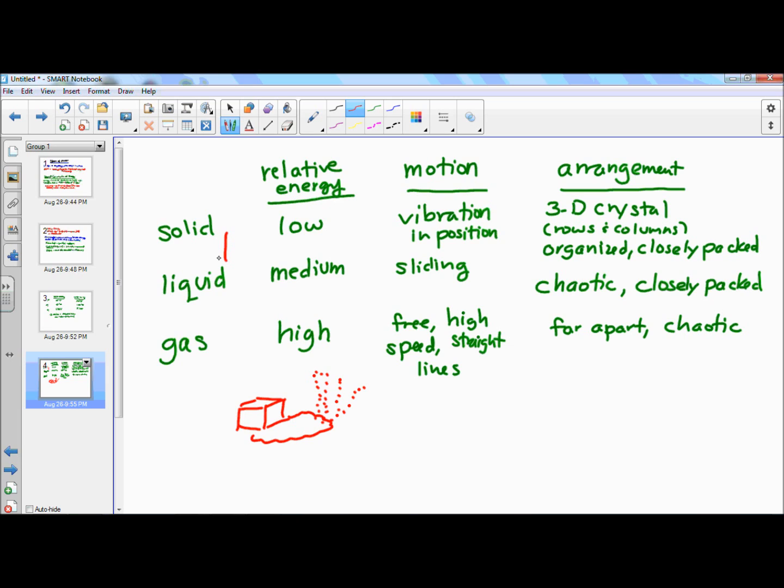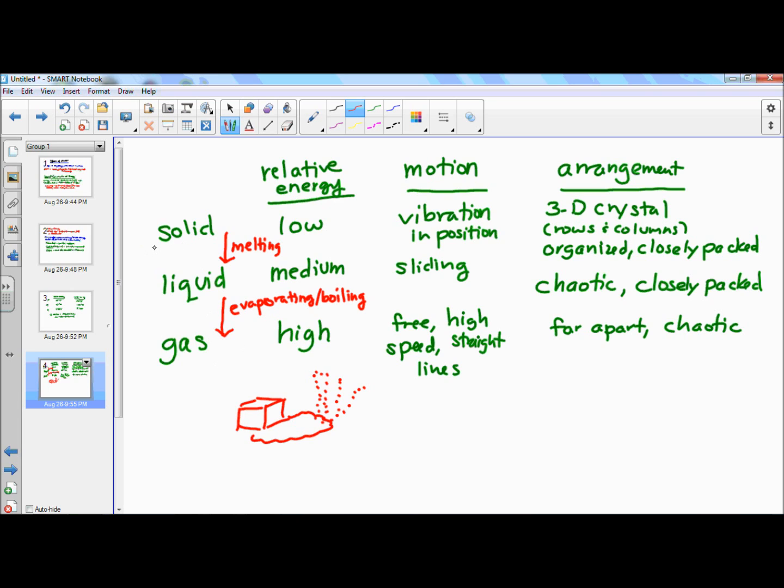So the solid to liquid transition, or phase change, is called melting. The liquid to gas phase change is called evaporating, sometimes called boiling. The only difference between evaporating and boiling is that evaporating is slow liquid to gas, and boiling is very rapid change from liquid to gas.